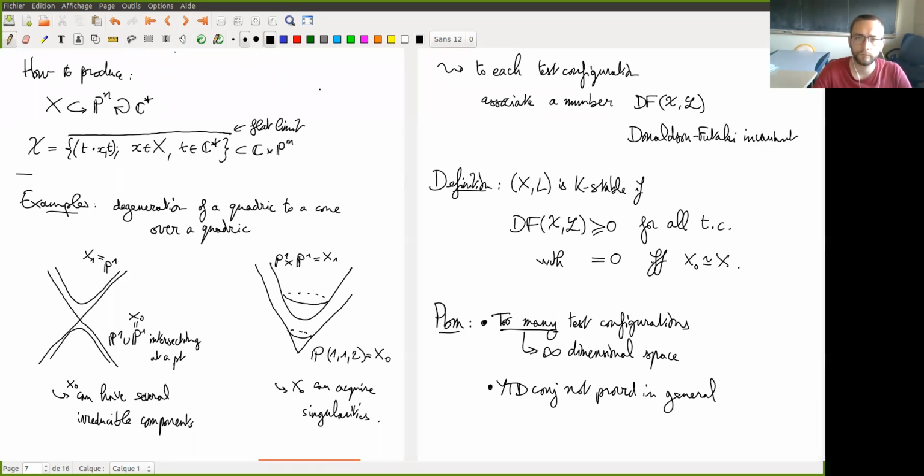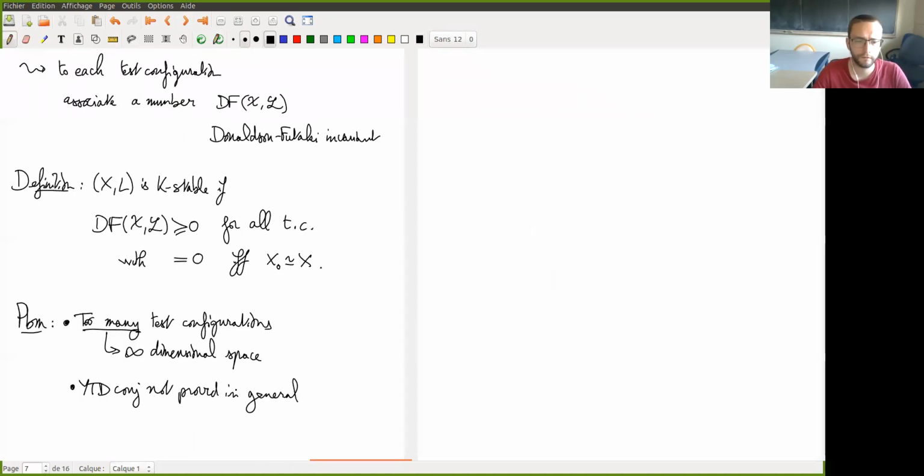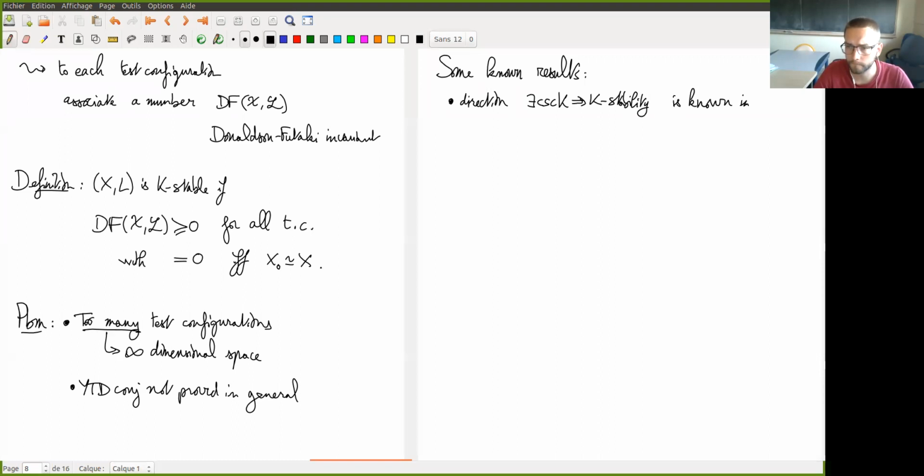Okay. But for the second objection here, I'm writing it's not known in general, but it's known in some cases. The first thing is the direction, which I'm not really interested in today, at least, but which is meaningful as well: the direction from existence of CSCK to K-stability. This is known in general. The last step was given by Darvas-Rubinstein.